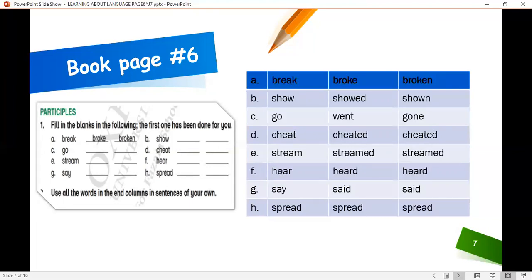On your book, page number 6, question number 2 for participles is use all the words in the end columns in sentences of your own. It means you have to make the sentences of past participle forms of the verb. You must do it on your notebooks.